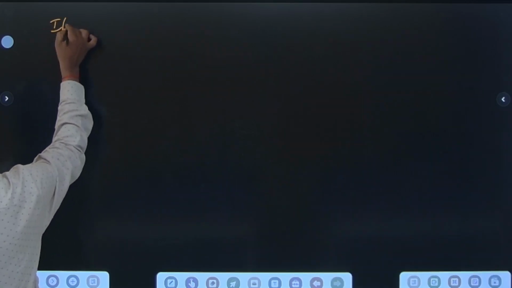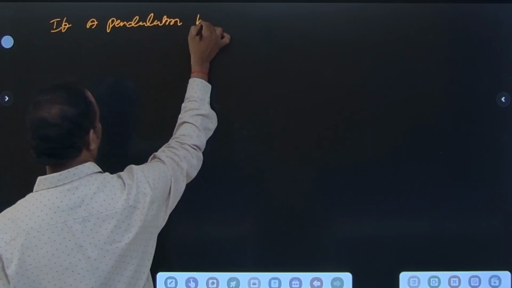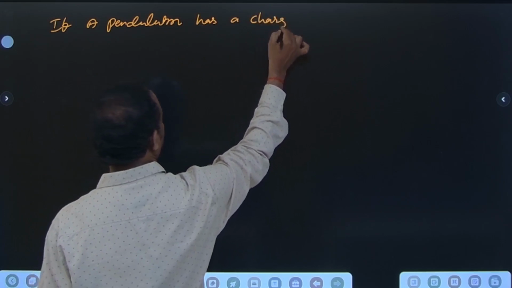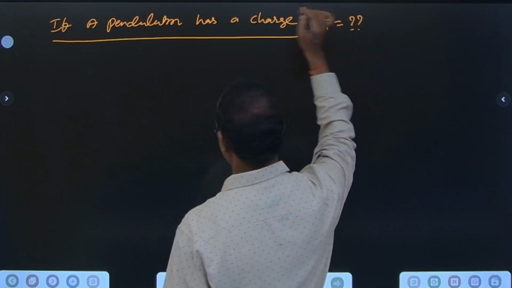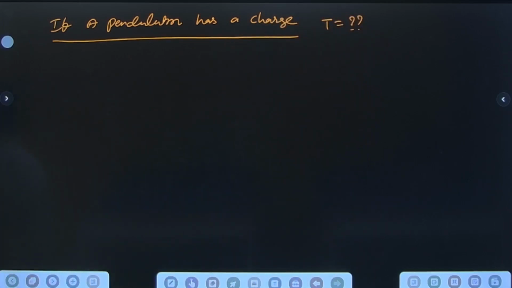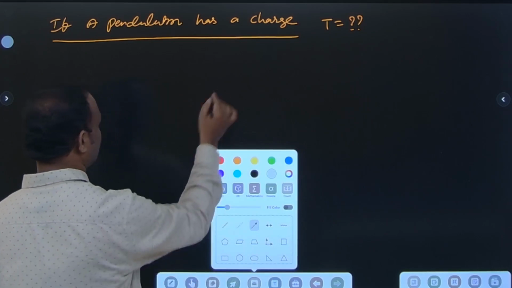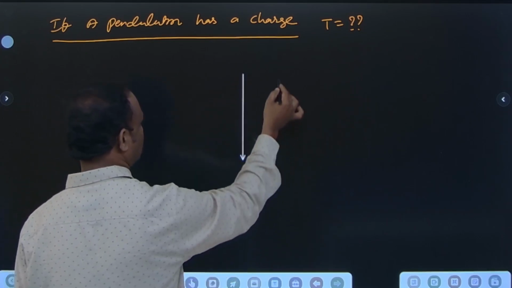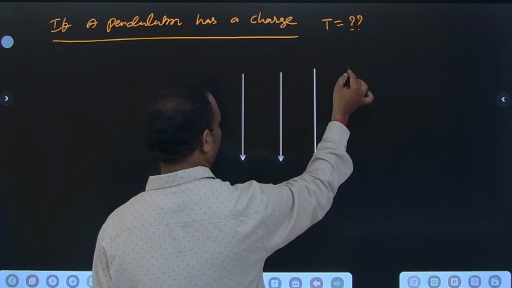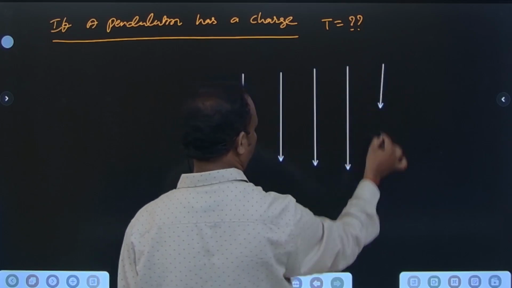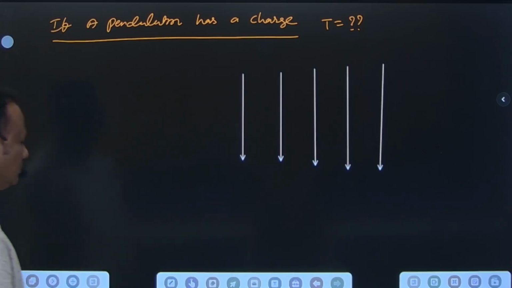Next one. If a pendulum has a charge, what is the time period in an external electric field? Just take this for better understanding. This is the electric field. Is the electric field downward or upward? Downward. The electric field is away from the positive charge. Okay?